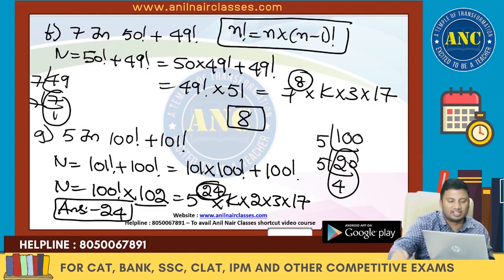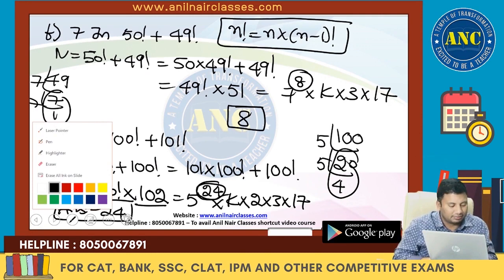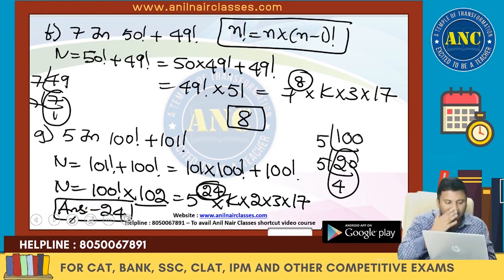Slowly I will increase the level of difficulty. F and G, I hope it is clear. Kindly reply in the live chat if it is clear to you. Everybody, I hope it is clear. 5 in 100 factorial plus 101 factorial.